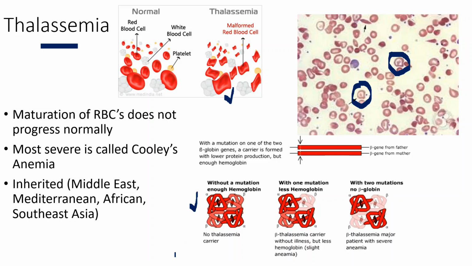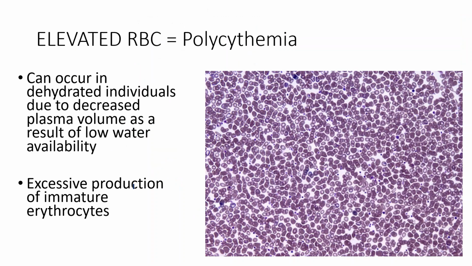Without a mutation, you've got enough hemoglobin, so that's no thalassemia at all. Then with one gene inherited, you can see there's a problem there. And then with two, both genes inherited, one from mom, one from dad, you can see that this is also a person who's going to present with thalassemia. So again, the progression of the maturation does not happen correctly with red blood cells. Most severe anemia is called Cooley's anemia. So if it's Cooley's anemia, that's a person that's got the severe form of thalassemia. And then it's an inherited condition, mainly from these people here.